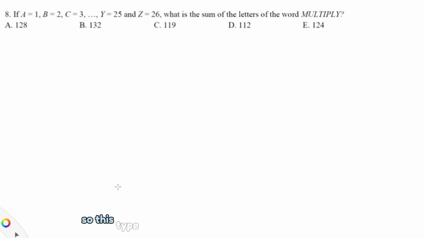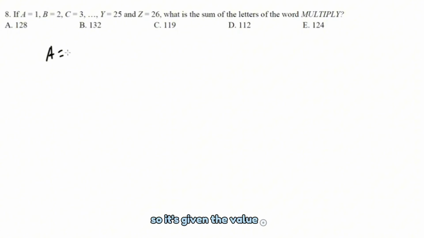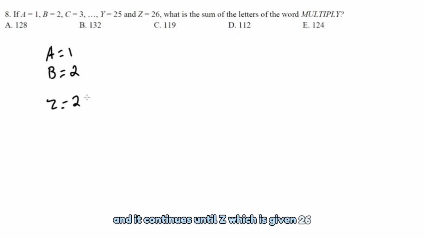Alright, so this type of problem is called a letter sum problem, which means basically every single letter is given a value according to its position. So A is the first letter in the alphabet, so it's given the value of 1. B is the second letter of the alphabet, so it's given 2. And this continues until Z, which is given 26, because it's the 26th letter.